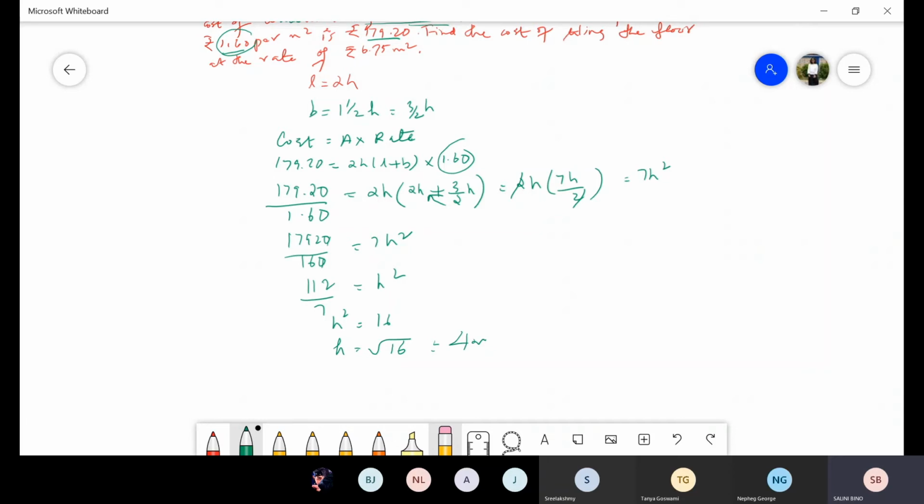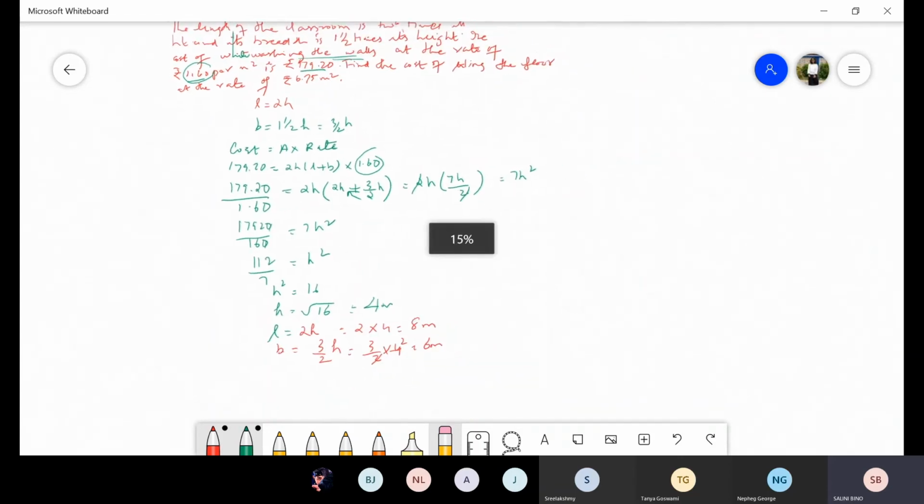Now coming back to the length. Length equal to 2 times height, 2h. So 2 into 4, so 8 meter. Now what about breadth? B is 3 by 2h. So 3 by 2 into 4. Cancel. We will get 6 meter.